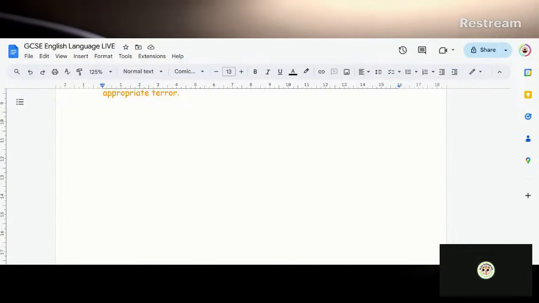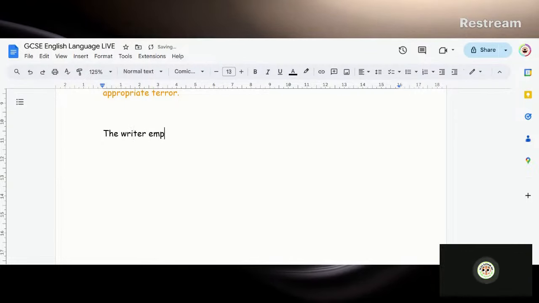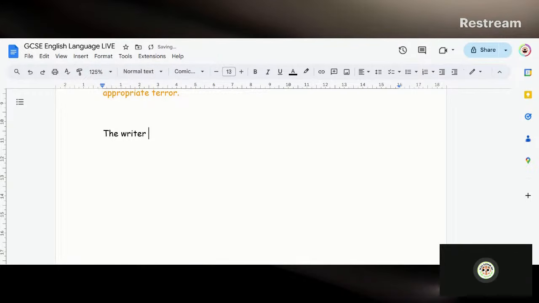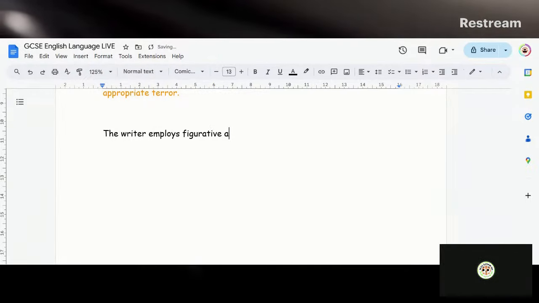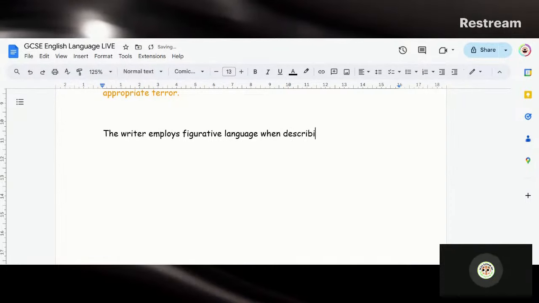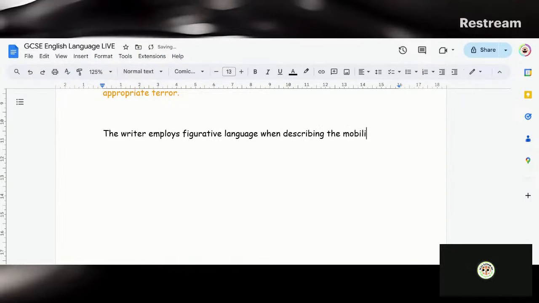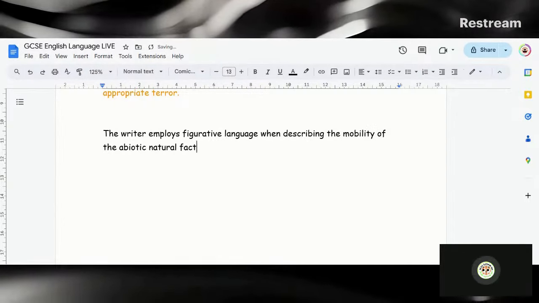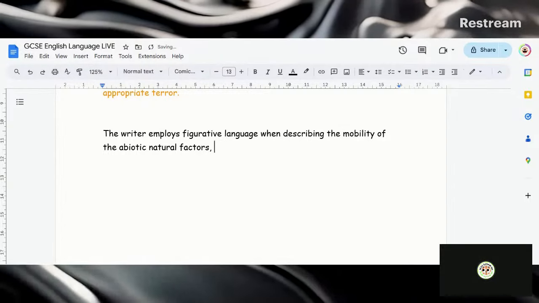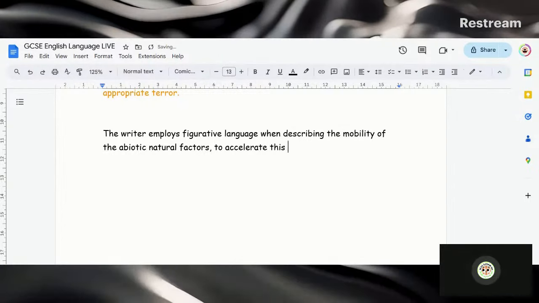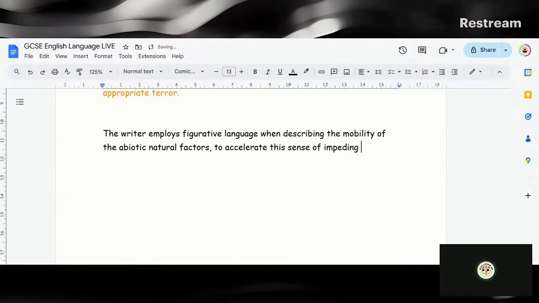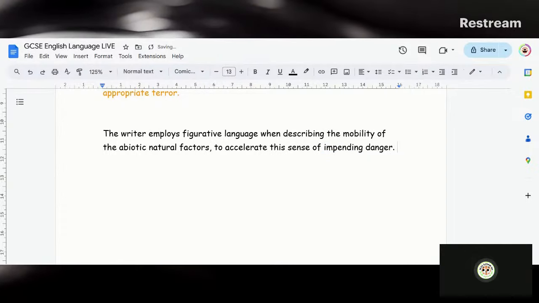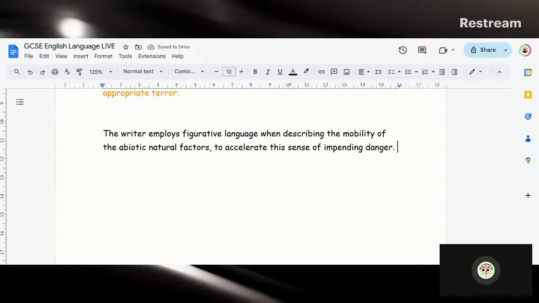So we can say the writer employs figurative language when describing the mobility of the abiotic natural factors, i.e. the trees, the earth, everything like that, to accelerate this sense of impending danger. Okay. Now, obviously, you want to support this with quotes.